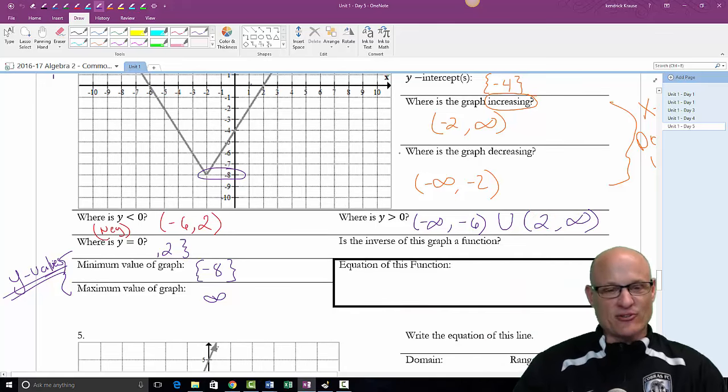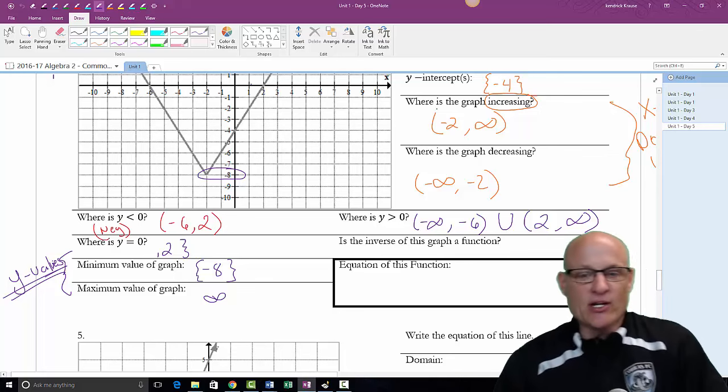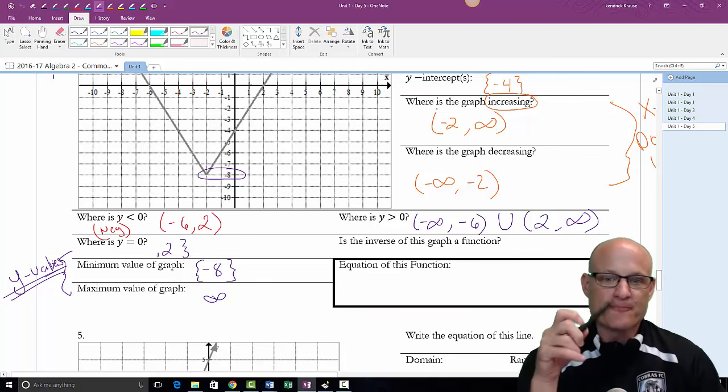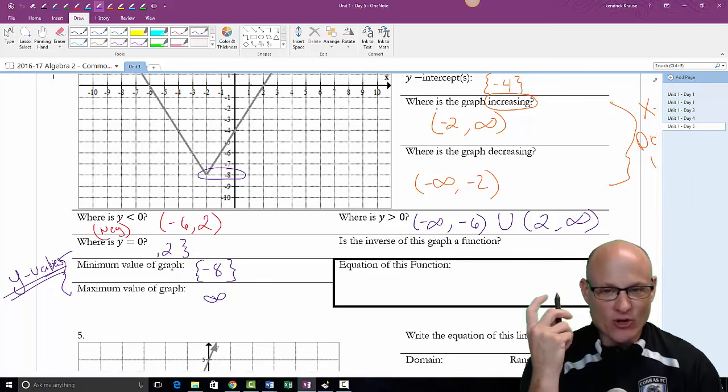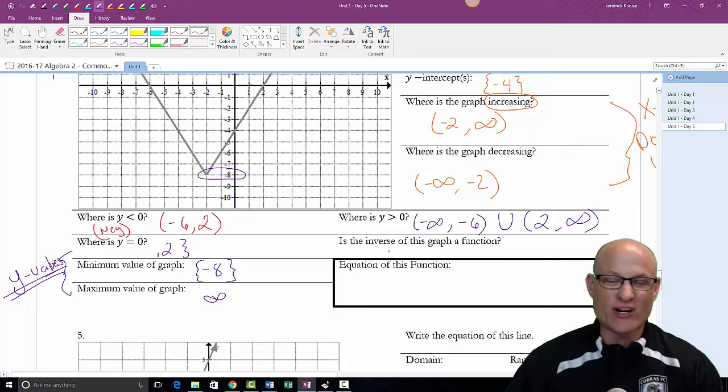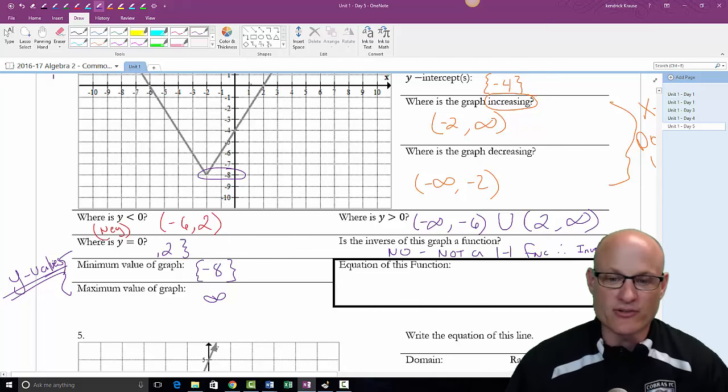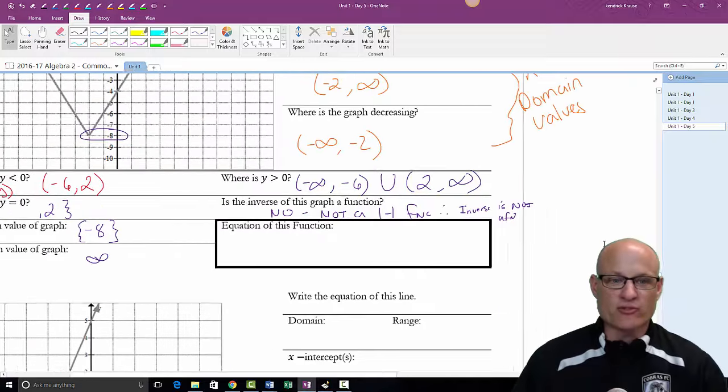Is the inverse a function? If you remember yesterday, in order for it to be a function, the graph has to pass the vertical and horizontal line test, or it has to be one-to-one. It's not, so you could say not a one-to-one function. Therefore, the inverse is not a function. I know that's behind my head. I apologize.